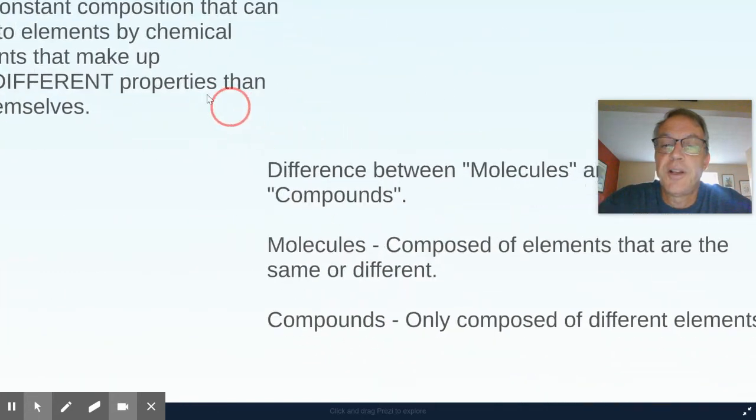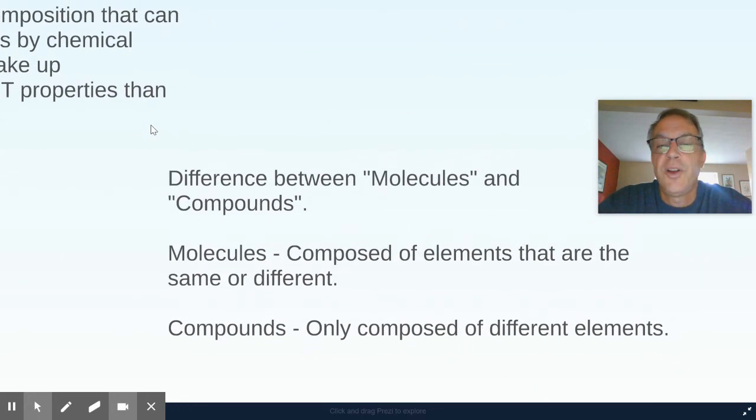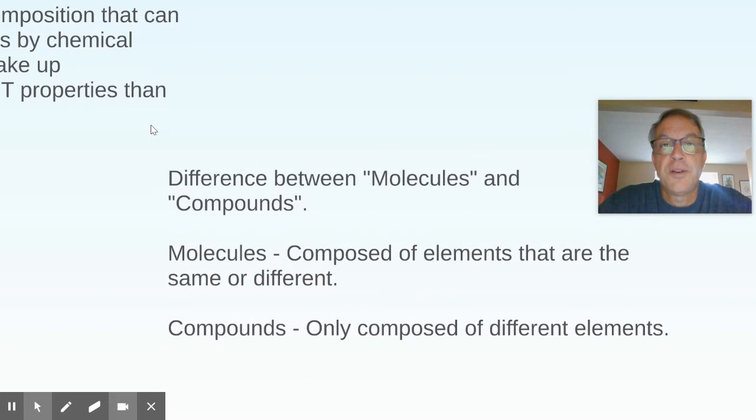Now, what's the difference between compounds and molecules? It's a fine line, but here it goes. Compounds are made up of two or more different types of elements.